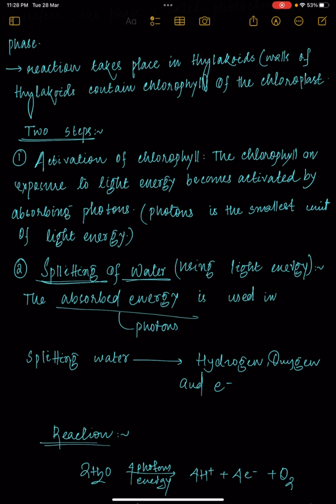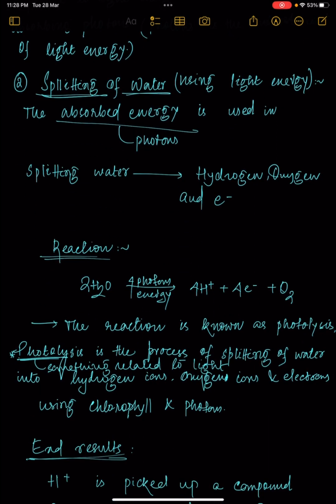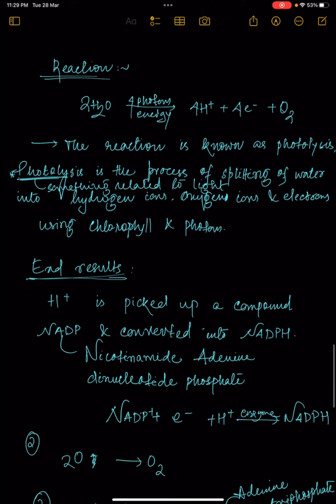We call it photolysis. Anything that is split by water using the energy of the photons is called photolysis. So using the light energy, the absorbed energy is used in splitting water into hydrogen ions, oxygen and electrons. Reaction: 2H2O, using 4 photons of energy, converts to 4H+ plus 4e- plus O2, and the reaction is known as photolysis. Photolysis is the process of splitting of water, and photo means something related to light.